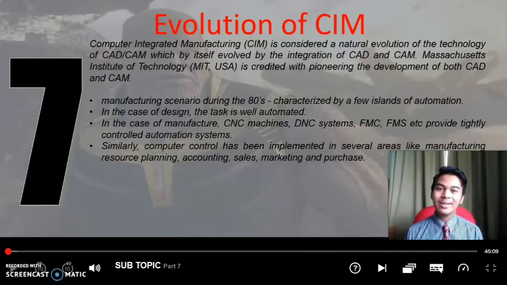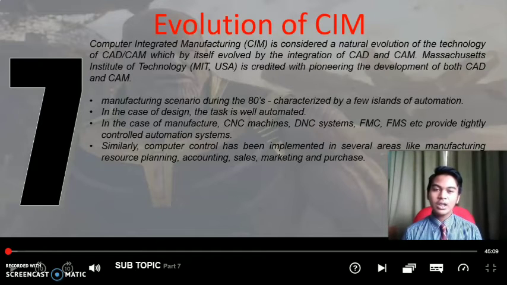Okay, if we review the manufacturing scenario during the 80s, we will find that manufacturing is characterized by a few islands of automation. In the case of design, the task is well automated. In the case of manufacturing, CNC machines, DNC systems, FMC, FMS, etc. provide tightly controlled automation systems. Similarly, computer control has been implemented in several areas like manufacturing resources planning, accounting, sales, marketing, and purchase.